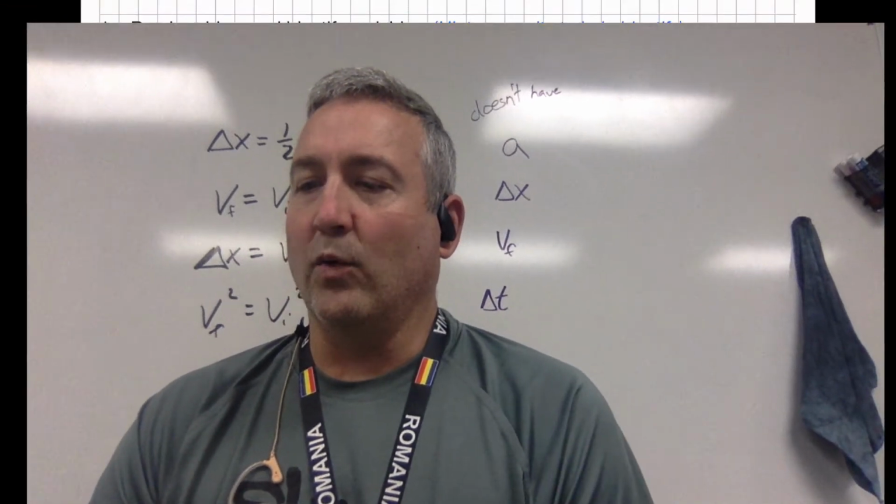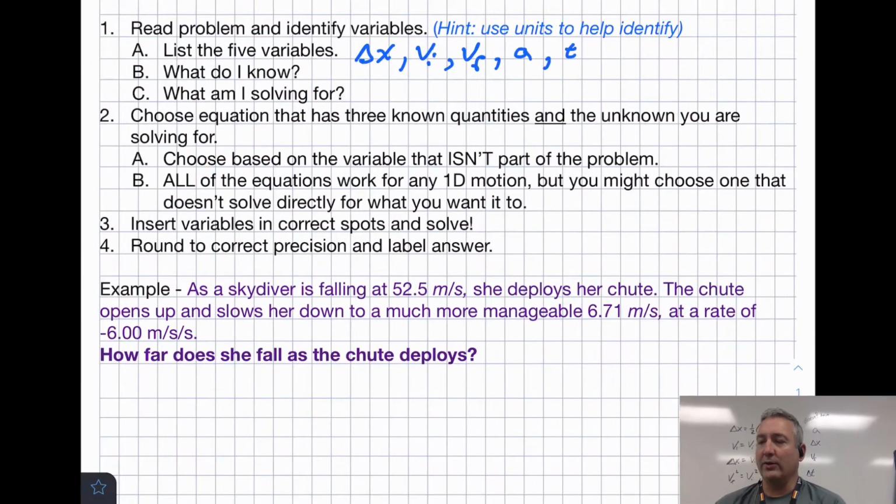So then once you've figured out the equation you want to use, you want to insert the variables in the right spots and solve for what you're looking for. And then as an answer, you want to round to the correct precision and label with the correct units. I always recommend writing down the formula that you use, regardless of whether you put the numbers in right away or not. So if you have a test question that is worth 3 points, usually that 3 points is 1 point per formula.